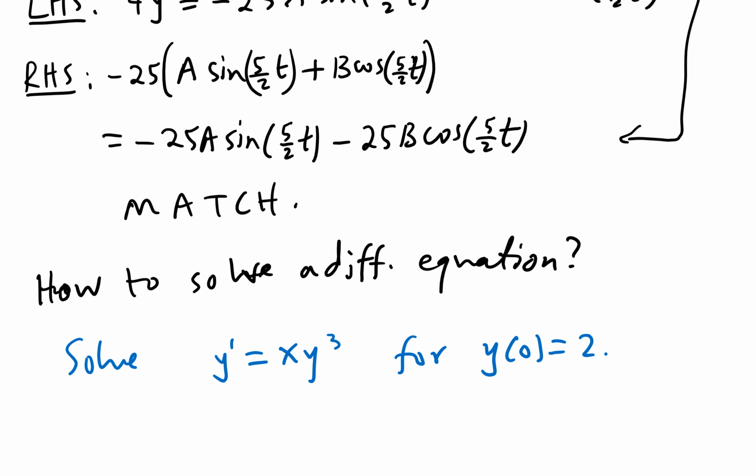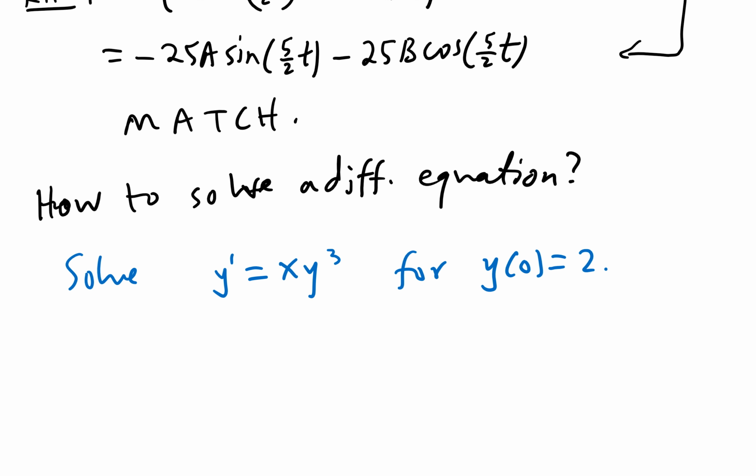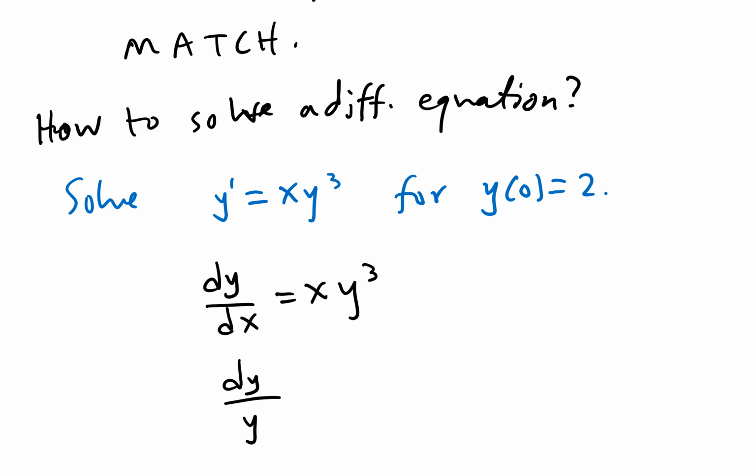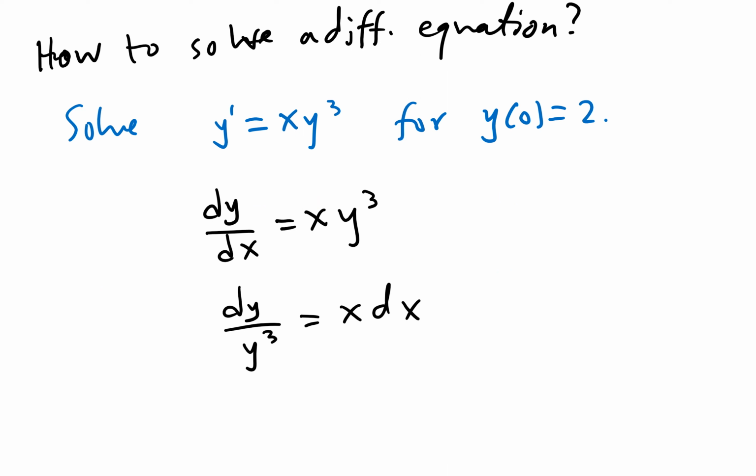The only method we're going to use here is called the separable method. So how do we do separable? We rewrite y prime as dy dx in Leibniz notation. And we separate the x's and the y's. So how do I separate them? We can bring the y cubed down where the y is and move the dx up where the x's are. Then we can write this as y to the negative 3 dy equals x dx.